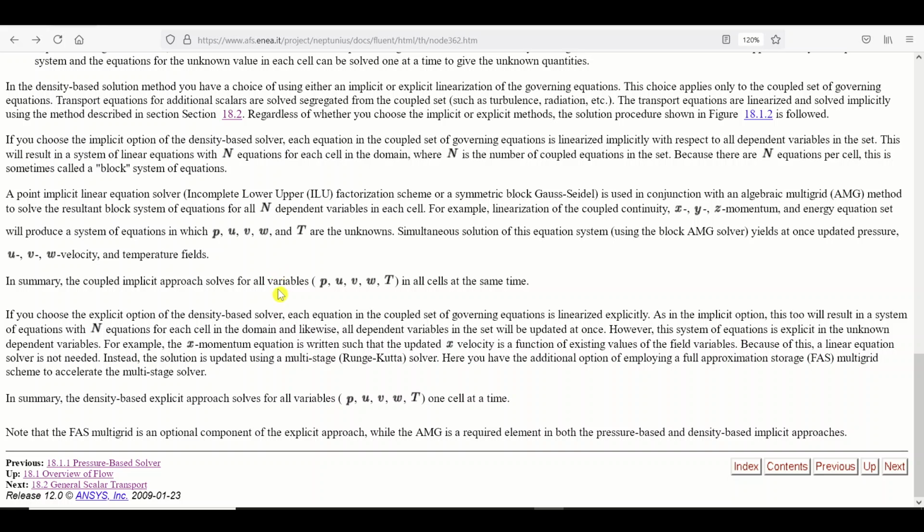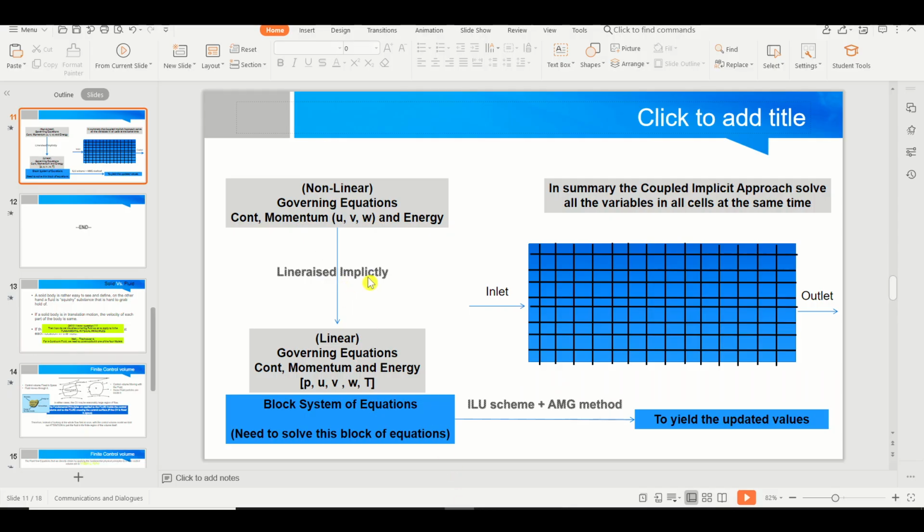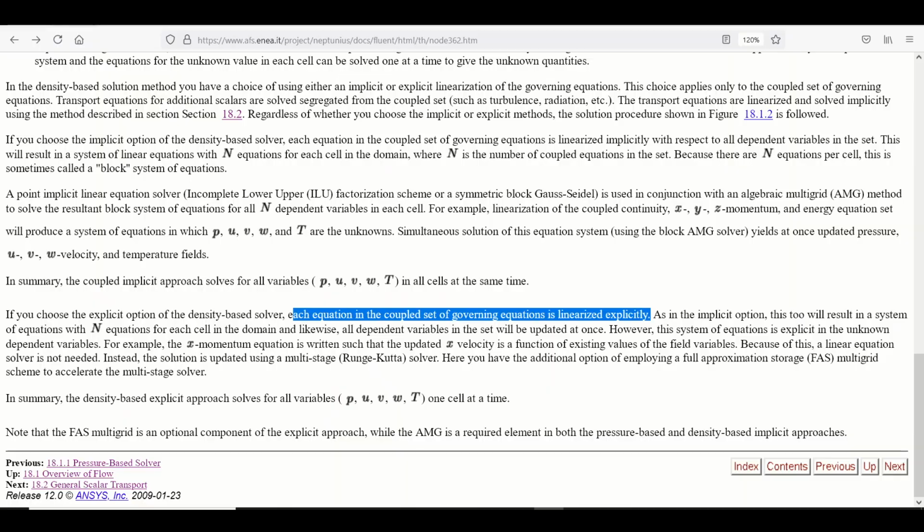All right, now if we are moving with the coupled explicit formulation, what is happening, we will just see it. It is quite opposite of it, to be in a simple straightforward way. If you choose the explicit option of the density based solver, each equation in the coupled set of governing equations is linearized explicitly. Okay, I mentioned over here that we were linearizing implicitly, now we are linearizing explicitly. As in the implicit option, this too will result in a system of equations with n equations for each cell in the domain, and likewise all dependent variables in a set will be updated at once.